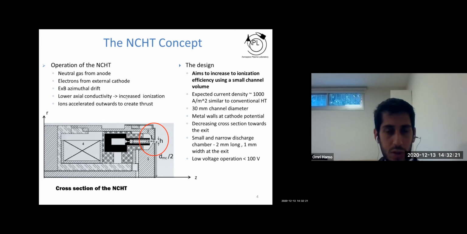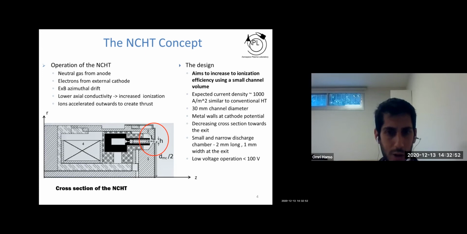So this description is common for many Hall thrusters, but the NCHT has some unique features that allow it to operate at low power levels. All of these features aim to increase the ionization efficiency using a small channel volume. Basically, we want a current density of about 1,000 amps per square meter, which is similar to conventional Hall thrusters. The diameter of the NCHT is 30 millimeters, so it's very small.